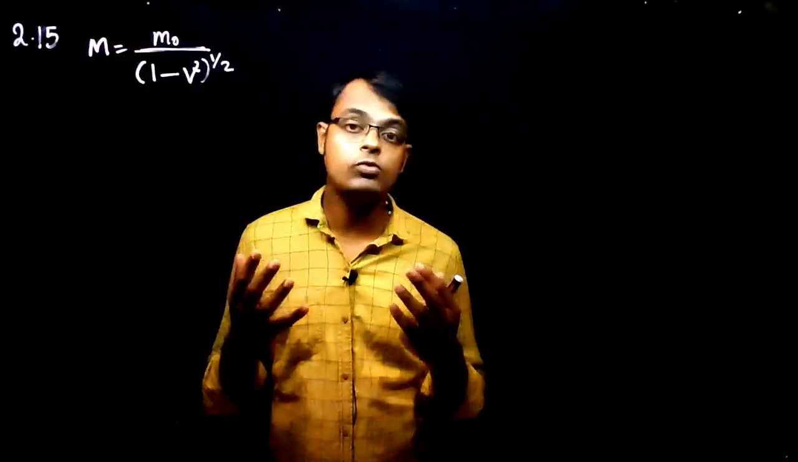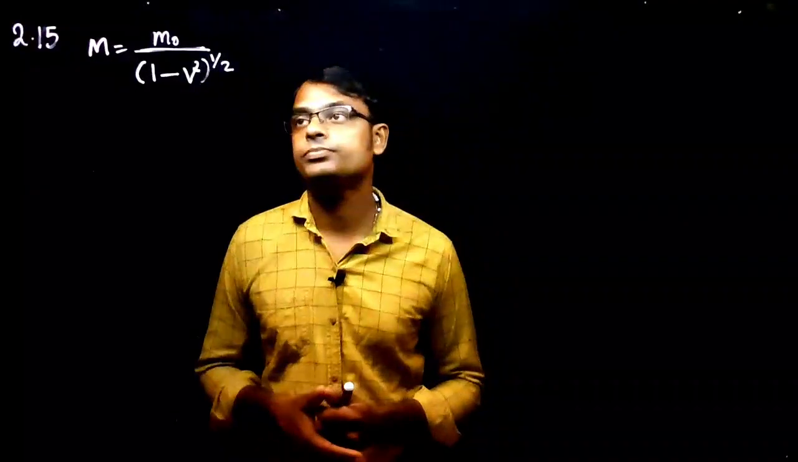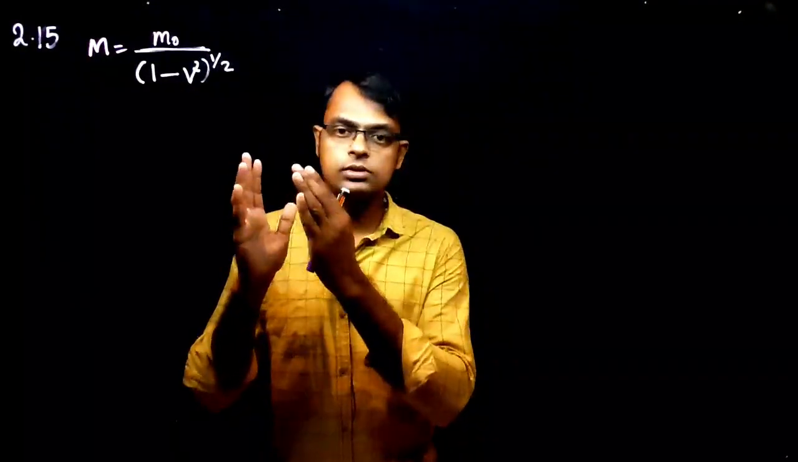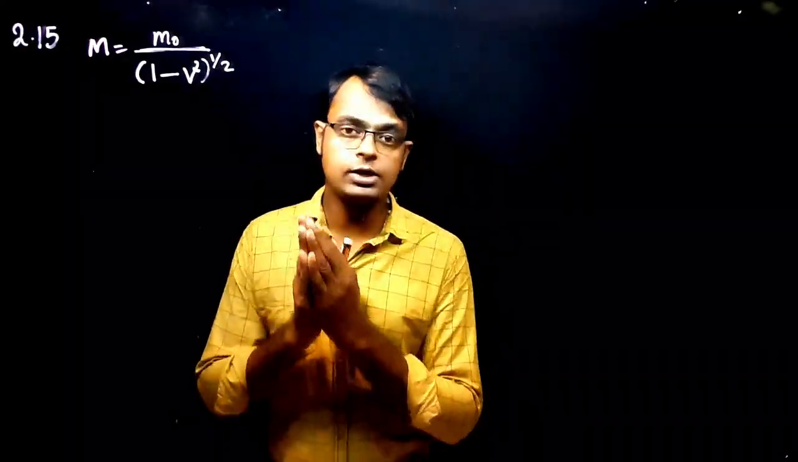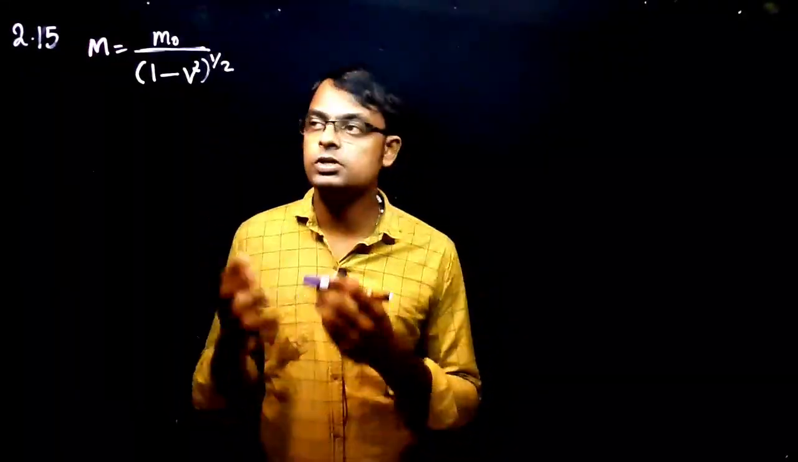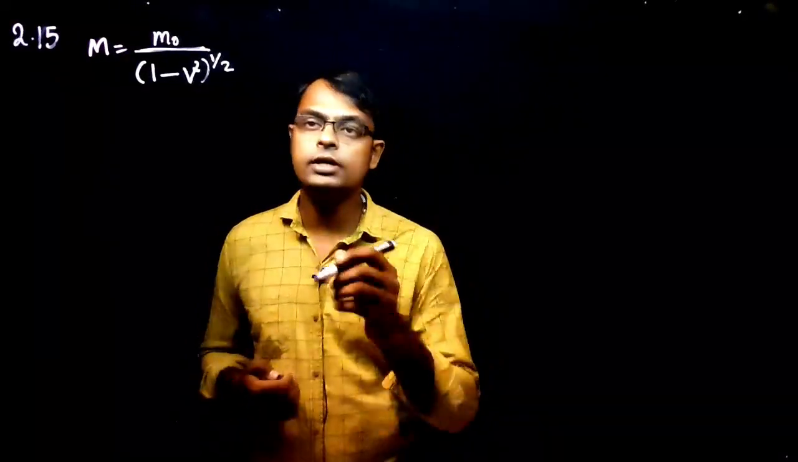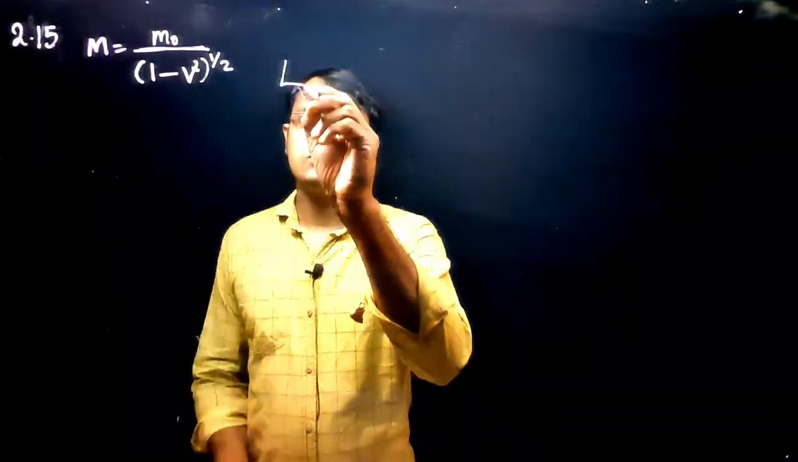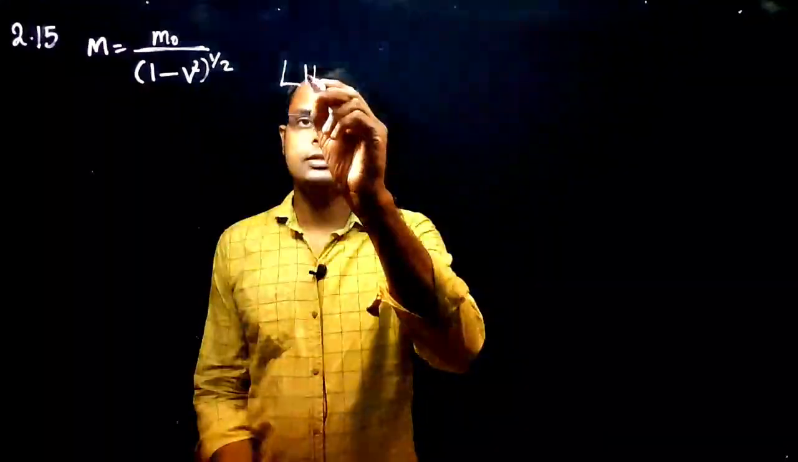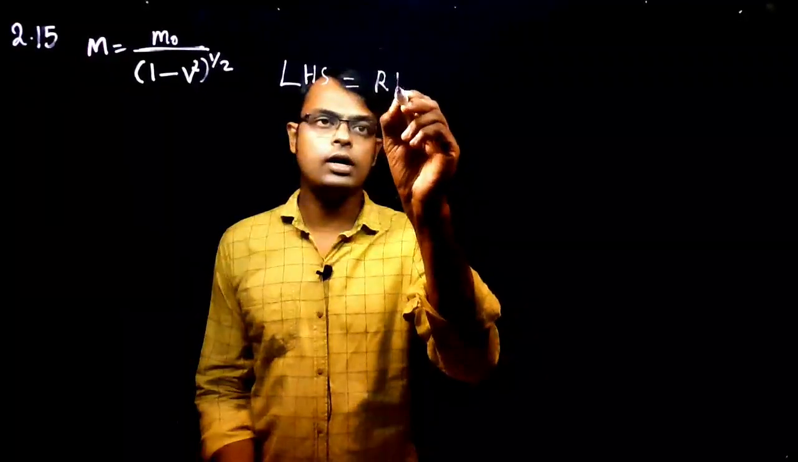C means what? Speed of light. What does v mean? The object is moving with a velocity v. So now to prove whether this equation is dimensionally correct or not, you have to apply the principle of homogeneity. What is the principle of homogeneity? The dimensions on LHS must be equal to the dimensions on RHS.